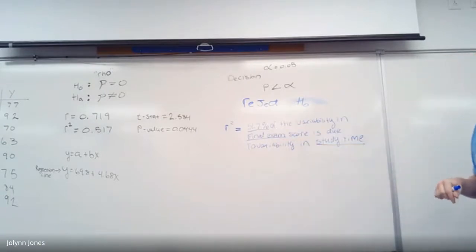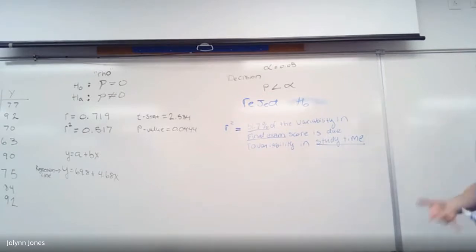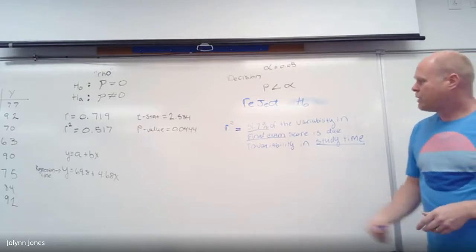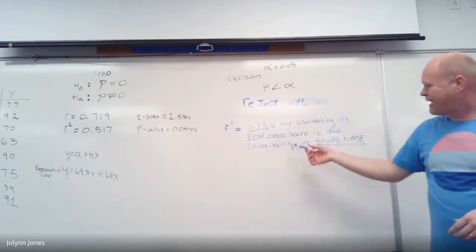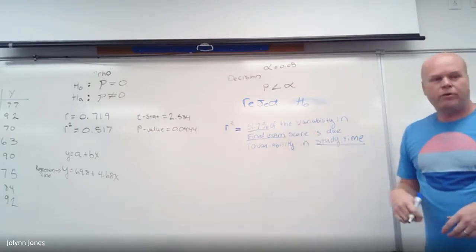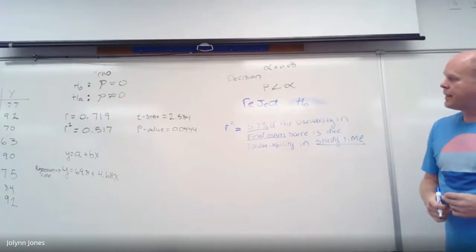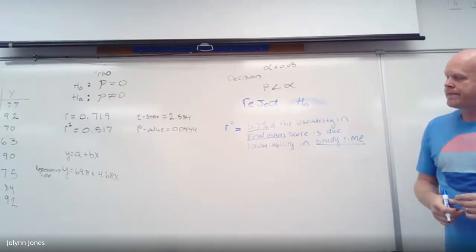My open math talked about it a little differently, but this is the way Snow is probably going to go. We're not going to talk about reducing variability at all. So 51.7% of the variability in the final exam score is due to the variability in study time, which means about 48.3% comes from other factors. Anything else we need to say on that?